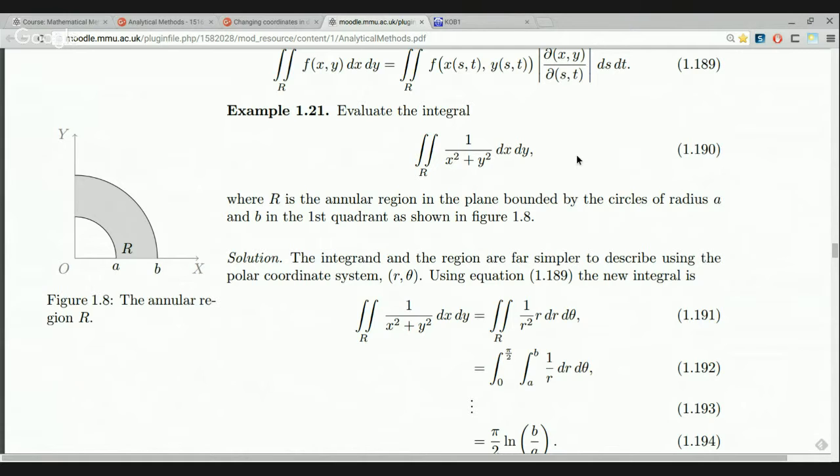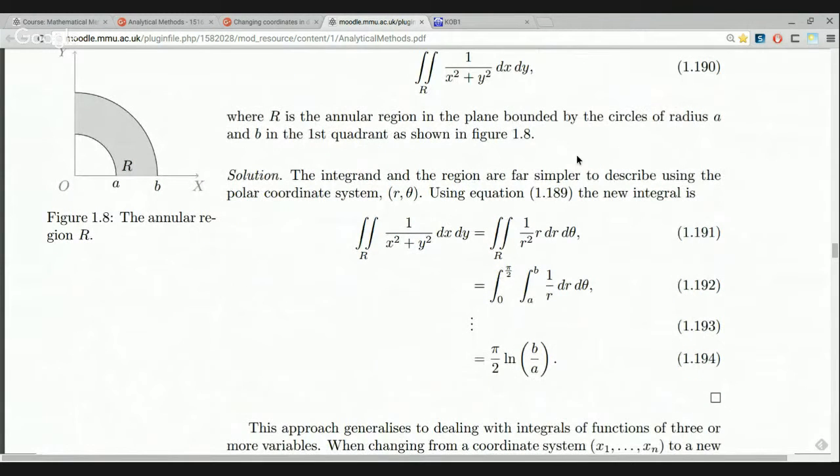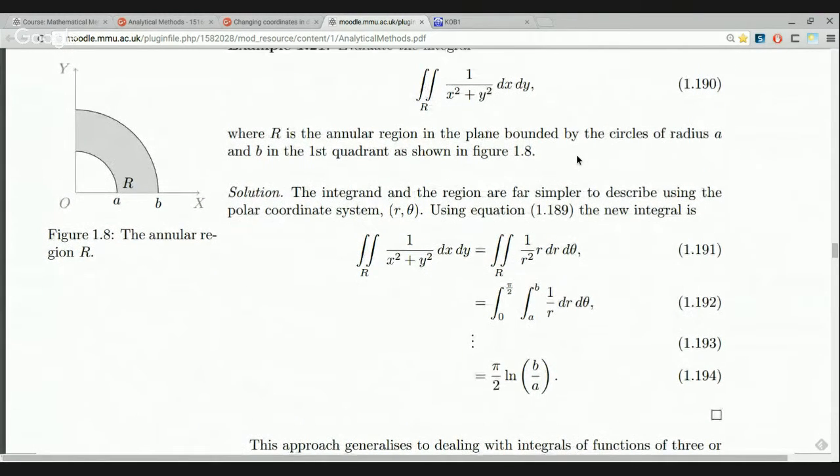Now, integrating 1 over x squared plus y squared with respect to x or y directly, we can't really do it directly. In order to carry out that integral, we would in general use a trigonometric substitution. It becomes a lot easier to integrate if it's just the function 1 over r squared, because that's already simpler. It only depends on one variable. So this is how the transformation goes.